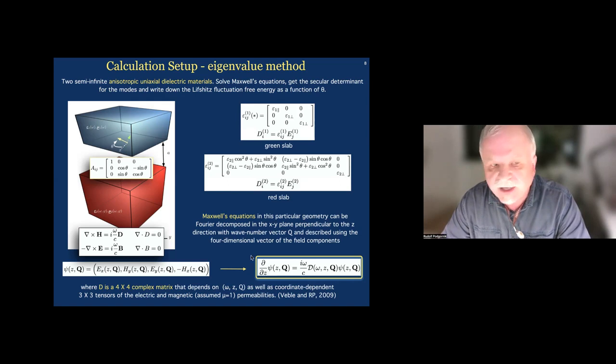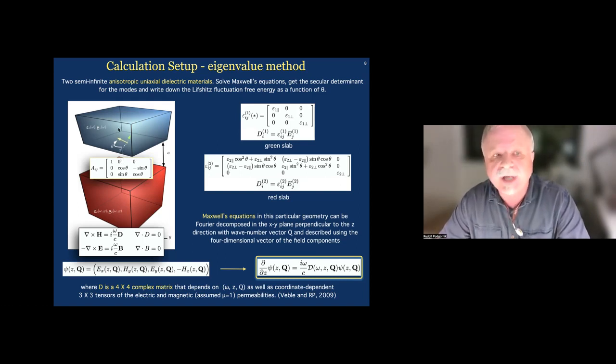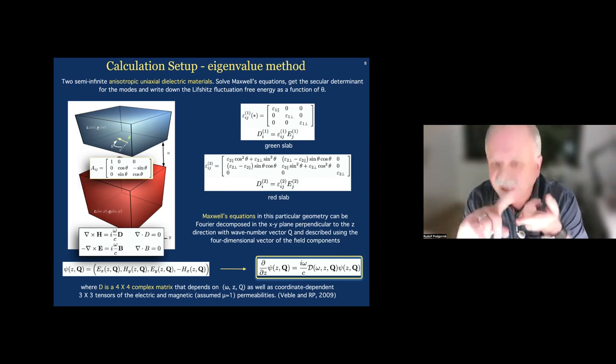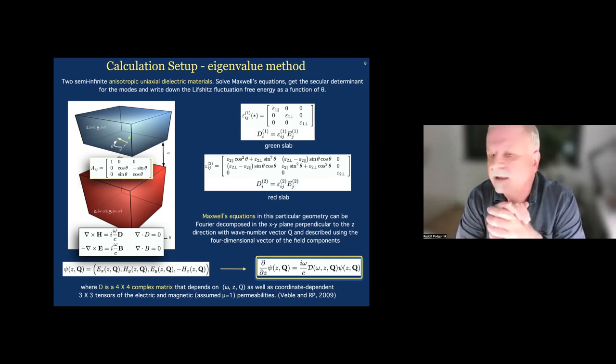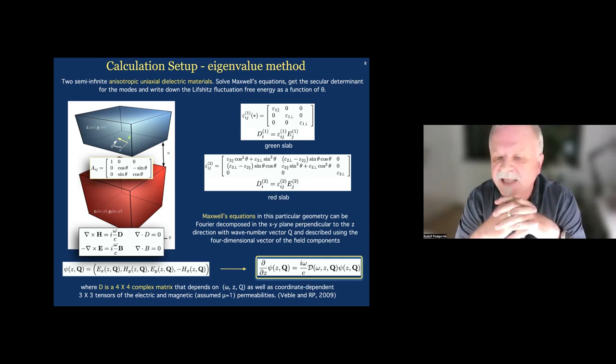Z is the direction in which you have inhomogeneity of the dielectric response function. So the green slab is right here, and the red slab is down here. And you see that the directions of the dielectric tensor are displaced by an angle theta, which you have to take into account and evaluate the solution of Maxwell's equations. And that will eventually give you the Lifshitz free energy.